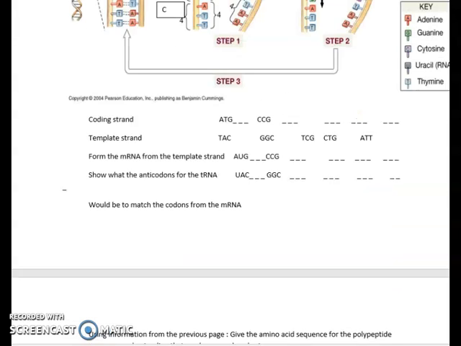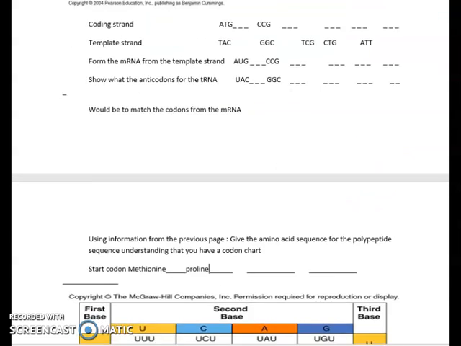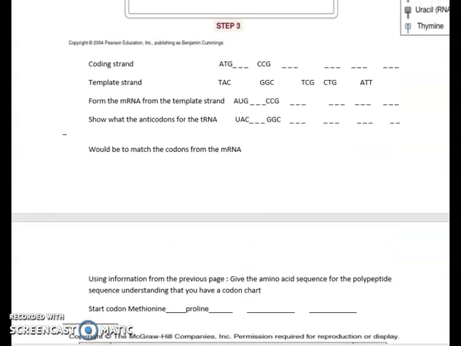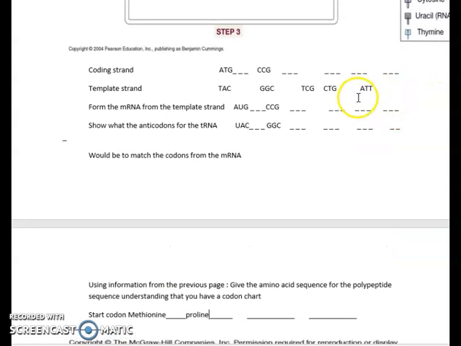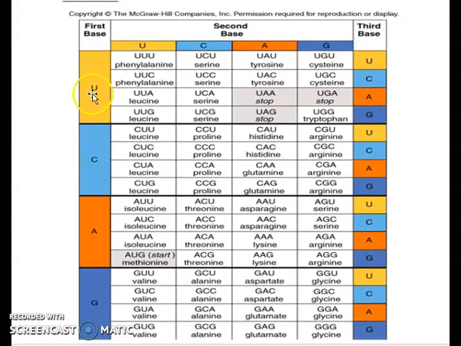So even in looking at this exercise, notice ATT. Well, let's see if that's one of our 3 stop codons. ATT would have given me UAA from my messenger RNA, which is the codon strand. So let's see if UAA would actually give me a stop codon, and we can see UAA. There it is, stop. So that would have to be the last.